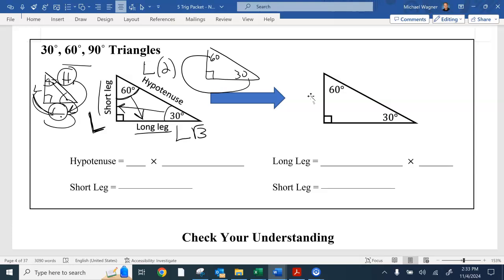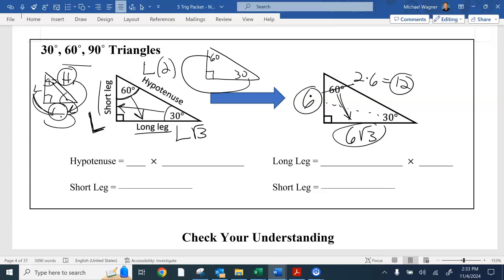That's a relationship. So let's say, for example, if we have the 30-degree side is 6, that means that the long leg corresponding to 60 is going to just be 6 root 3. And the hypotenuse is just going to be 2 times 6, which is equal to 12. So just like that, by having the 30-degree side, we can quickly figure out the 60-degree side and the hypotenuse.